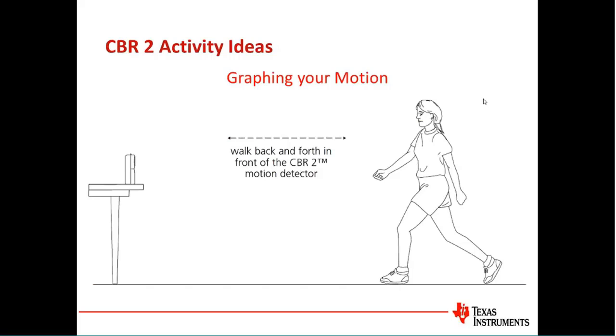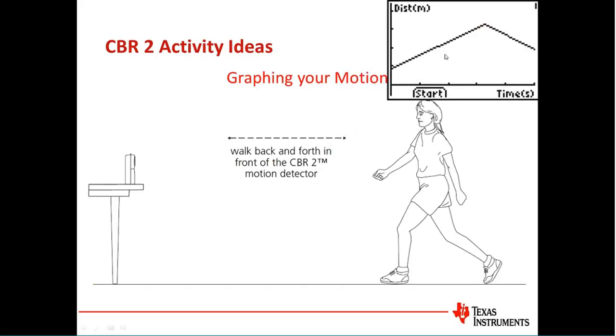So one of the ideas is you set up the CBR stationary on a bench, and you try and set it to about waist height. And what you can do is set it there, begin your data collection, and start walking backwards and forwards between the sensor and a wall or the room or whatever it happens to be. What the data will do, of course, is create a graph that looks something like this.